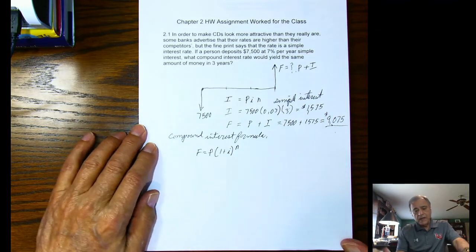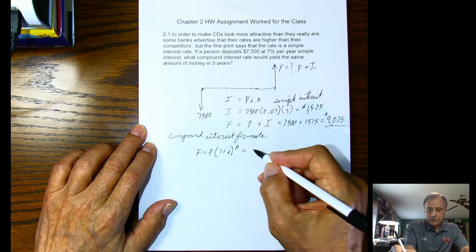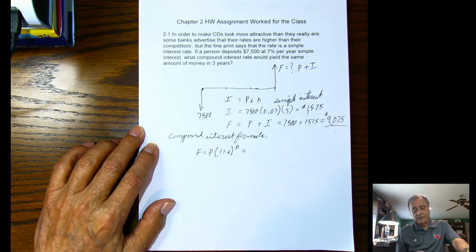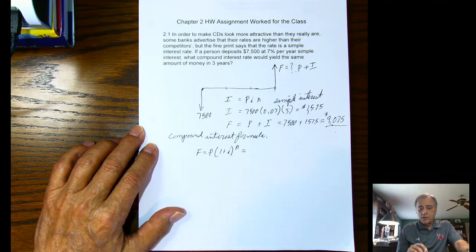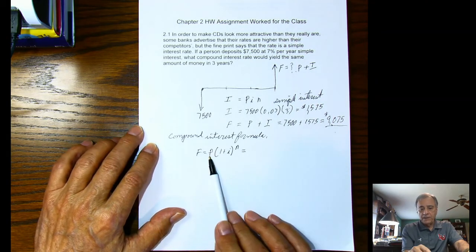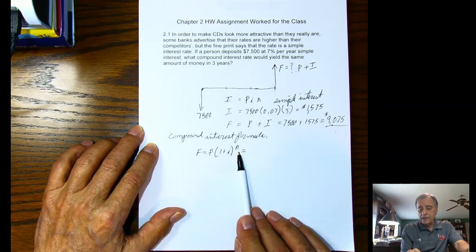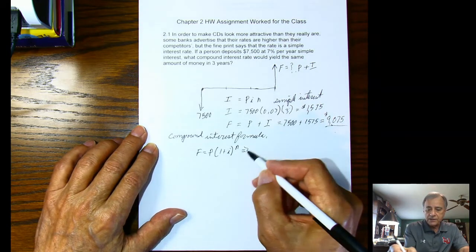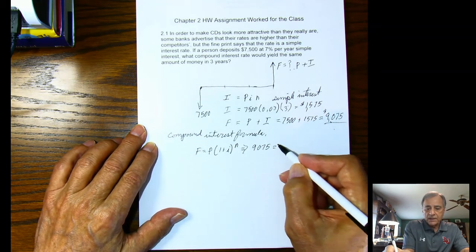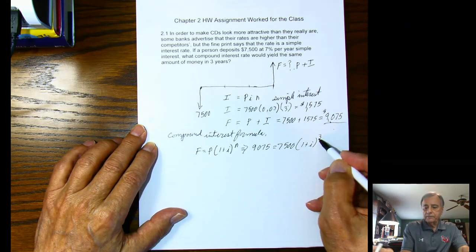or you could use the symbolic formula. Well, we won't use this symbolic because we need to solve this thing for i, and you can't do that with the symbolic formula. So we know F is 9,075, P is 7,500, the unknown is i. We know n is 3. So we'll just plug into this equation. And this says 9,075 equals 7,500 times (1 plus i) cubed.